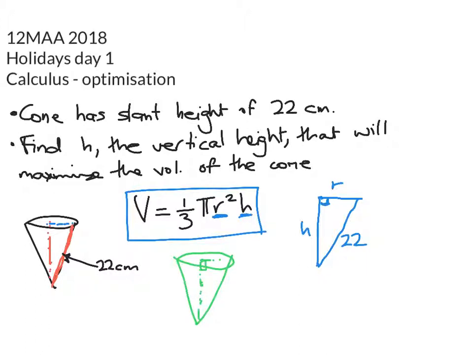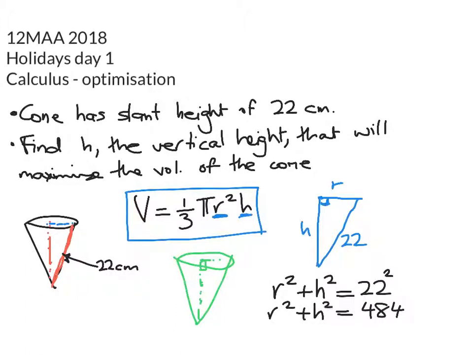Now if you look at that, hopefully you'll quickly see a link between the h and the r, and that link comes from Pythagoras' Theorem. So we can write this down. The radius squared plus the vertical height squared is equal to 22 squared, which is 484. So here's my link that I need to eliminate 1 variable.